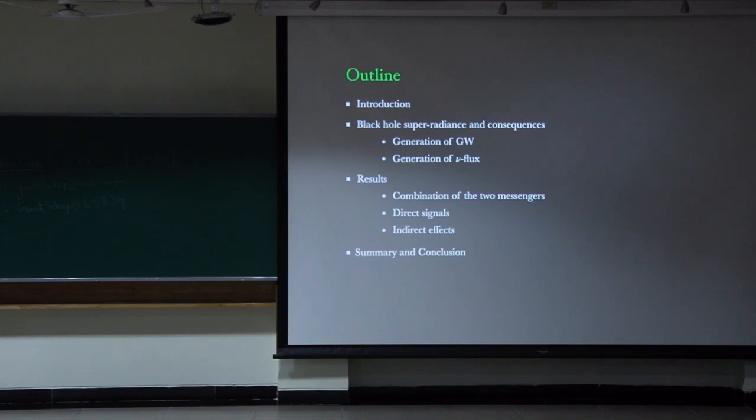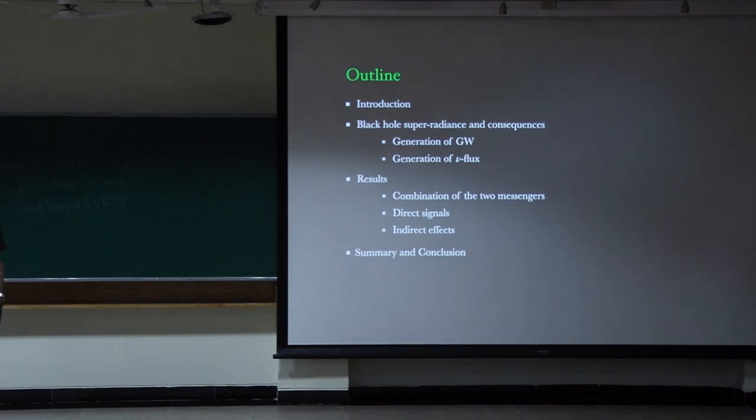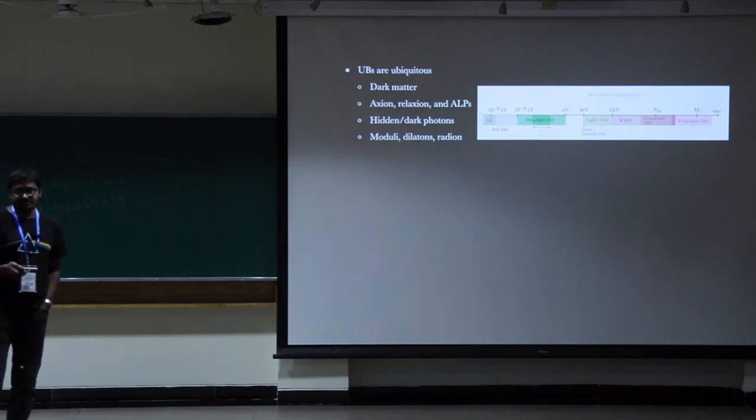First I will briefly mention what superradiance is, what its consequences are, and how we can generate gravitational waves as well as a neutrino flux from that. Afterwards we will discuss how a combined messenger, like neutrinos and gravitational waves, we can employ to say something about these ultralight scalars. Then we will briefly talk about some direct signals and some indirect effects, and then finally we will summarize.